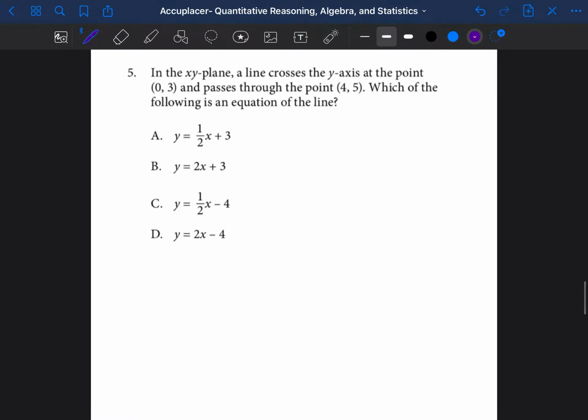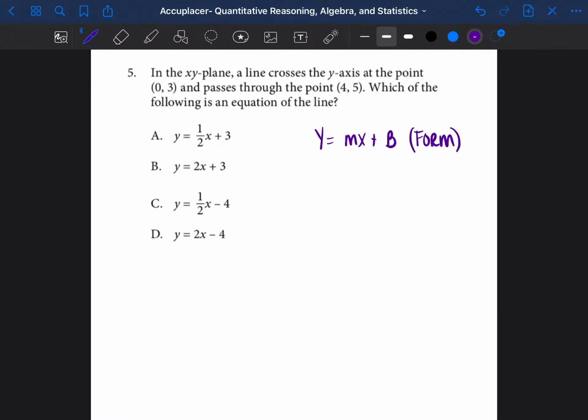All right, so in the xy plane, a line crosses the y-axis at the point (0, 3) and passes through the point (4, 5). Which of the following is an equation of the line? So if we look at the answer choices, we see that all the answers are written in y equals mx plus b form.